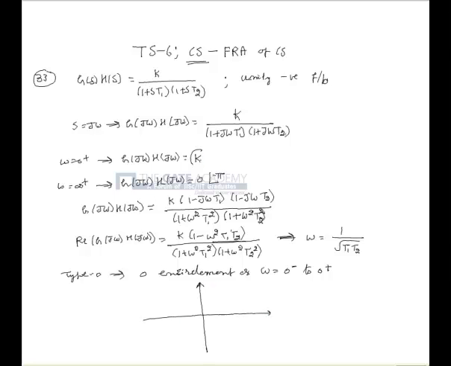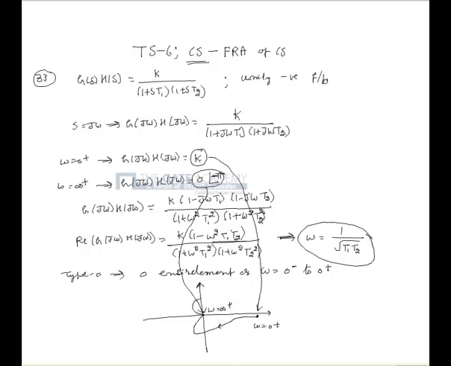At omega equal to 0 plus, G(j omega)H(j omega) is K, and as omega tends to infinity, G(j omega)H(j omega) is 0 phase minus 180 degrees. So it approaches the origin, but the condition is that the Nyquist plot intersects with the imaginary axis. So the Nyquist plot can be redrawn as shown. This is the Nyquist plot for omega equal to 0 plus to infinity plus.